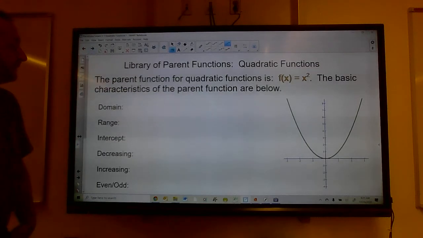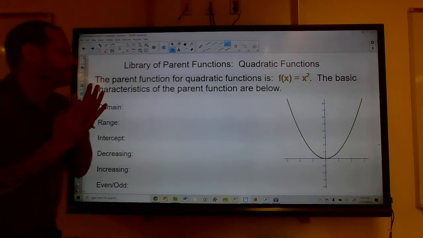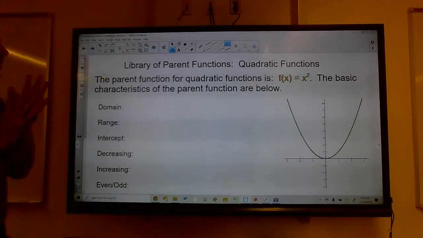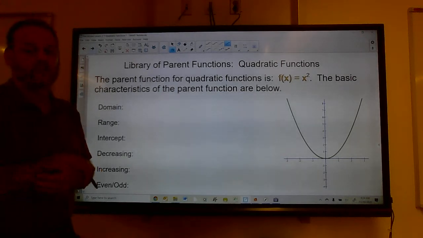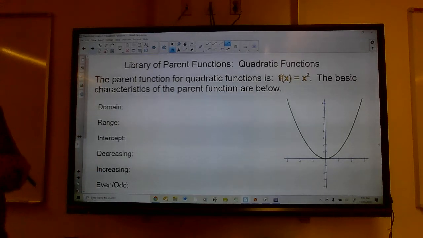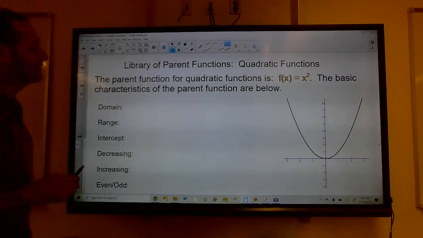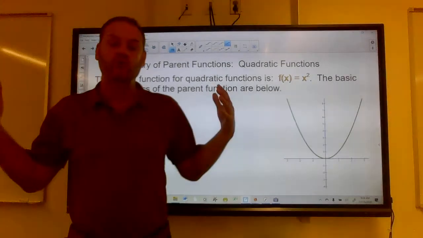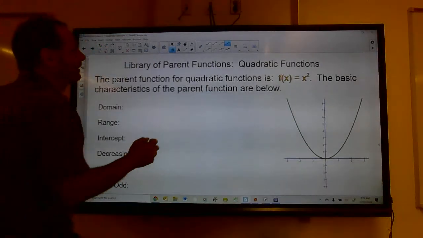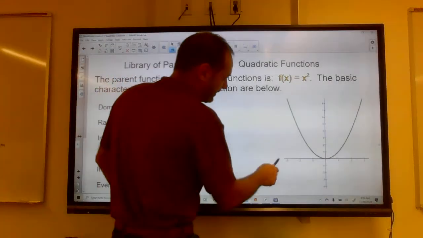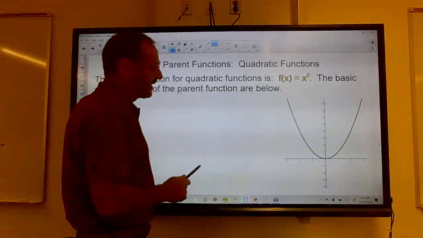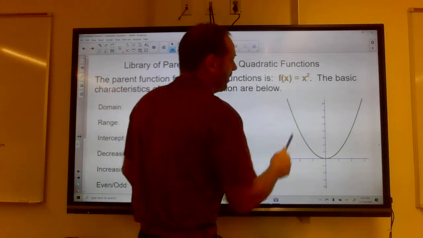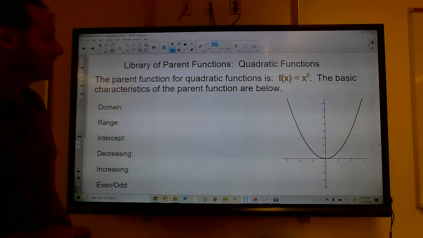All right. So, library of parent functions. A parent function for all quadratic functions is the equation f of x equals x squared. So that's your basic function. The basic characteristics of the parent function are the following. The domain. What is the domain? Remember, domain is the numbers that you can put into something. If you look at this, they're along the x-axis. I can put any number on the x-axis I want. I can square it.